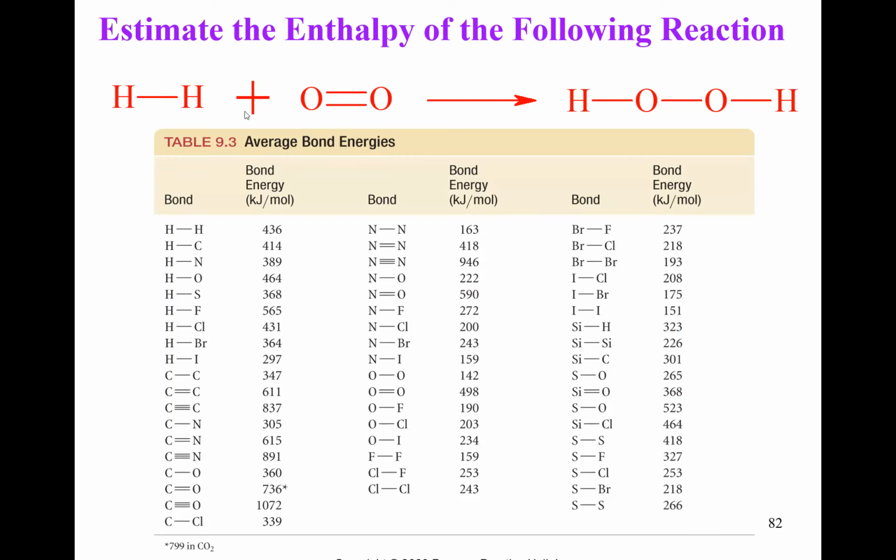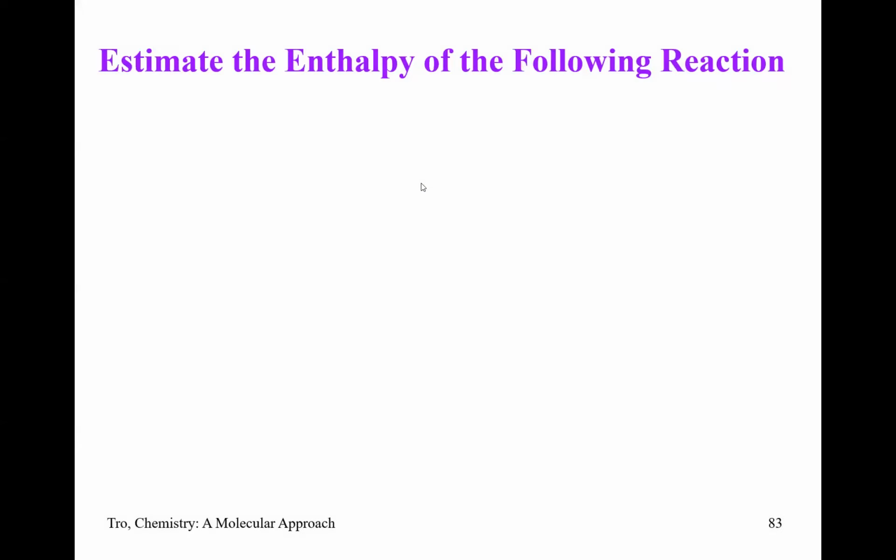And the reaction just chosen here is hydrogen peroxide, which if you take 1 mole of hydrogen gas and 1 mole of oxygen gas, and then you would get a hydrogen-oxygen single bond, an oxygen-oxygen single bond, and an oxygen-hydrogen, another single bond. All right, so let's do that one.